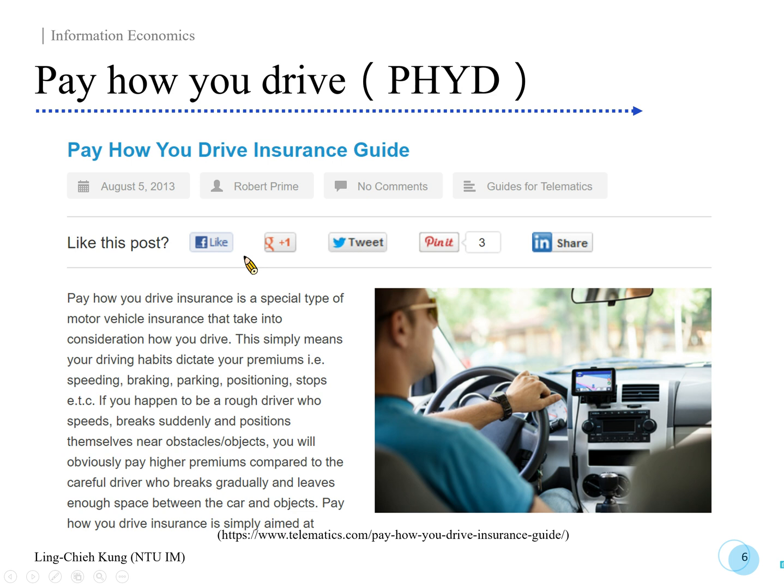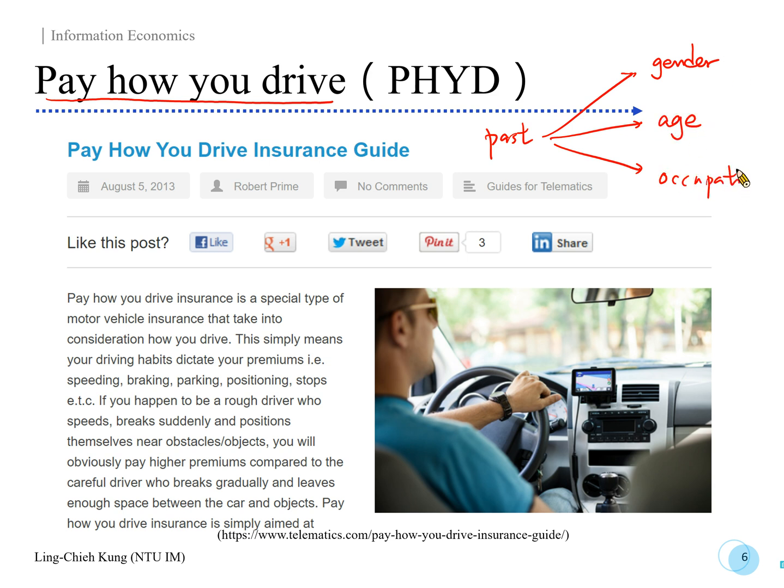Today, there is a kind of insurance called pay how you drive. What does that mean? Typically in the past, what we did was try to categorize people according to their types. For example, that may be according to gender, according to age, according to your occupation, and so on and so on.